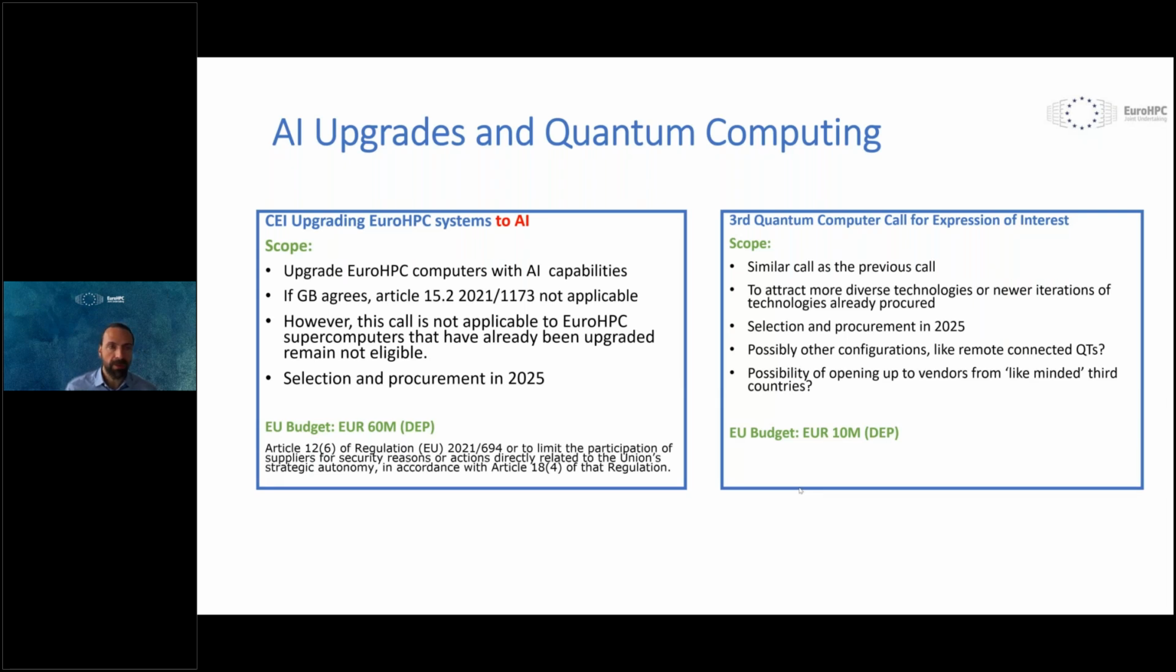We potentially will also launch a call for an upgrade of EuroHPC supercomputers with specific artificial intelligence capabilities, in particular those that haven't been upgraded yet. And this may be an activity that will result in a procurement in 2025. So we have foreseen currently about 60 million for this.